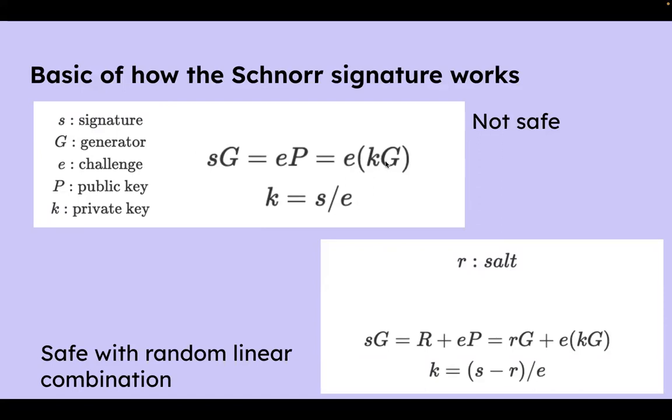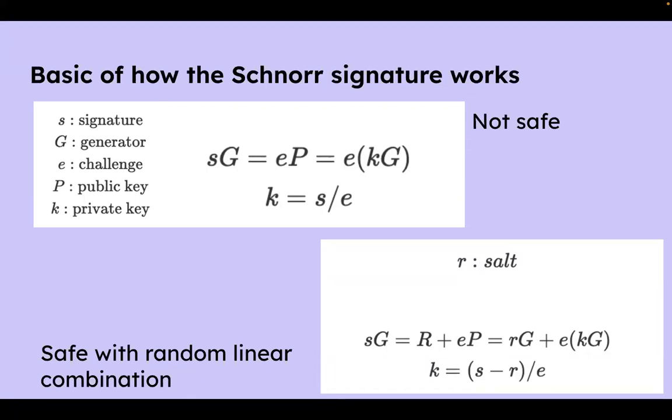It's the most naive approach that we can make a signature, but you can just retrieve your private key K using the challenge value E and the signature value S, because we can just divide the signature by the challenge value, then you're going to retrieve the private key. So it is not safe.